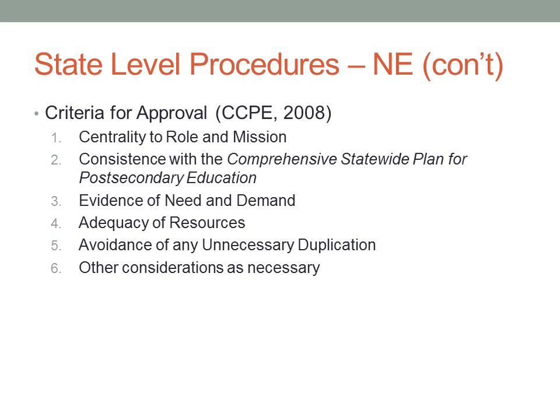As indicated earlier, the criteria for approval from the Coordinating Commission for Post-Secondary Education centers on the following areas: centrality to the role and mission of the institution, consistency with statewide plans for post-secondary education, evidence of both a need and a demand for the program, adequate resources, and an avoidance of duplication. In addition, other criteria may be included as required or necessary. Institutions submit their formal program proposals to the Coordinating Commission, and the Commission reviews and rules on their application.